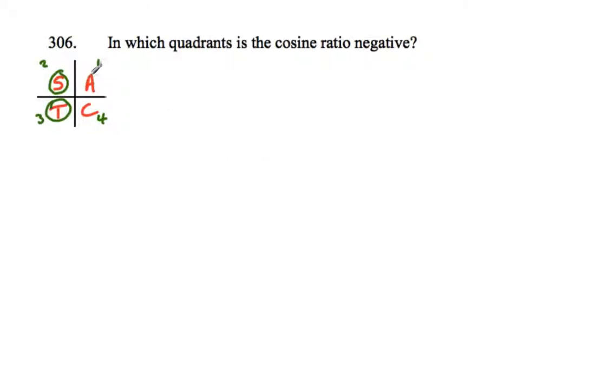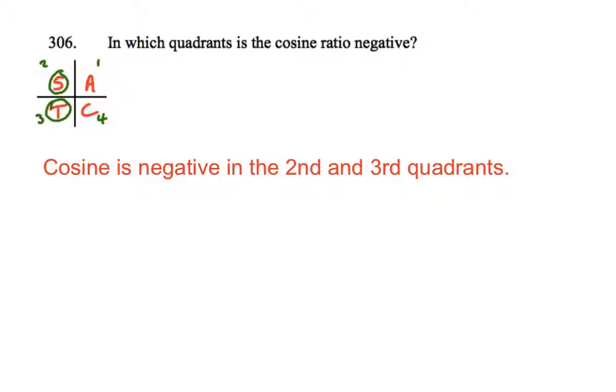Well, cos is positive, as is sine and tan, in that first quadrant. Sine is positive in the second quadrant, so tan and cos would be negative, so we'll talk about the second quadrant. And tan is the only one that's positive in that third quadrant. So I think the second and third quadrants would be where the cosine ratio is negative.